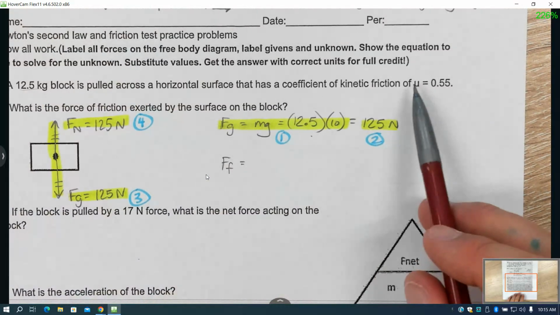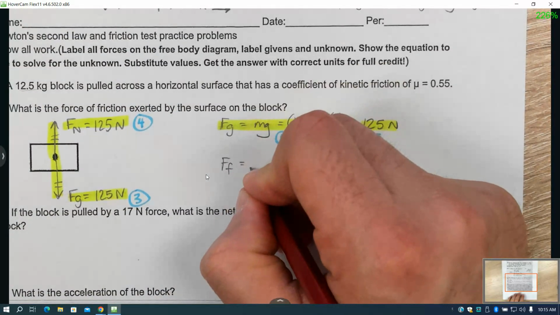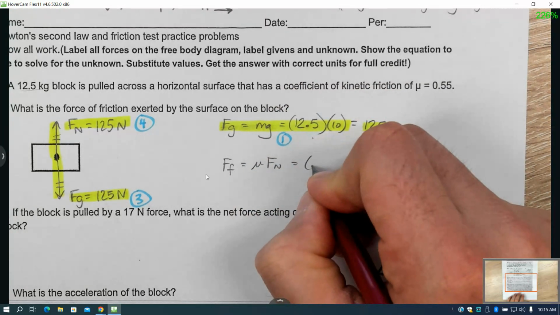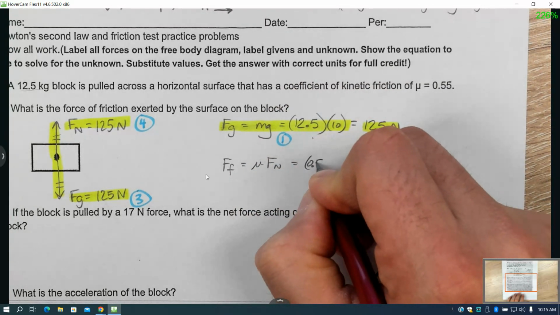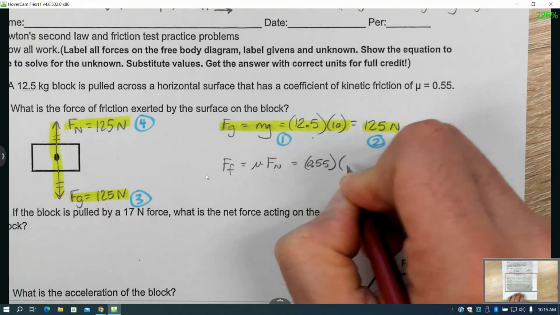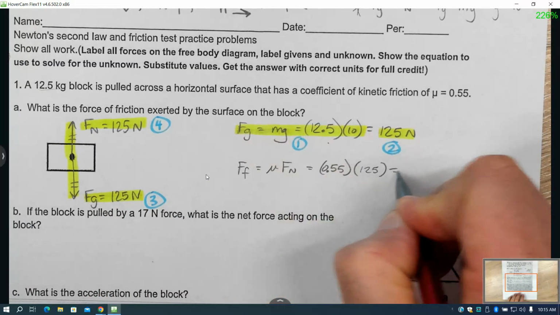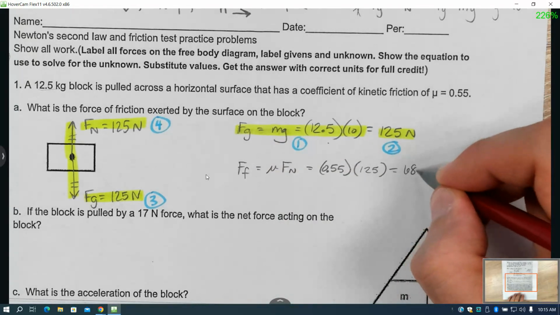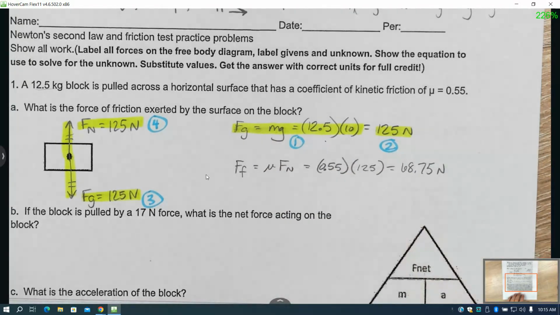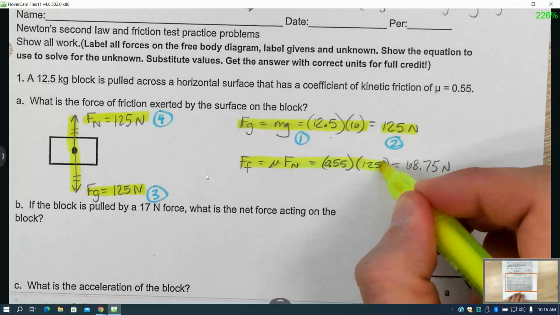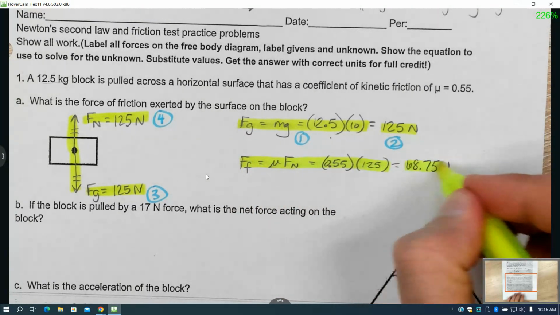Now we were given our coefficient mu of 0.55, but let's write out the full equation. And then type in our values. 0.55 times our normal force of 125, and that's going to give us 68.75 newtons. This will be your fifth point. Show the equation, put the numbers in, get the answer as your sixth point.